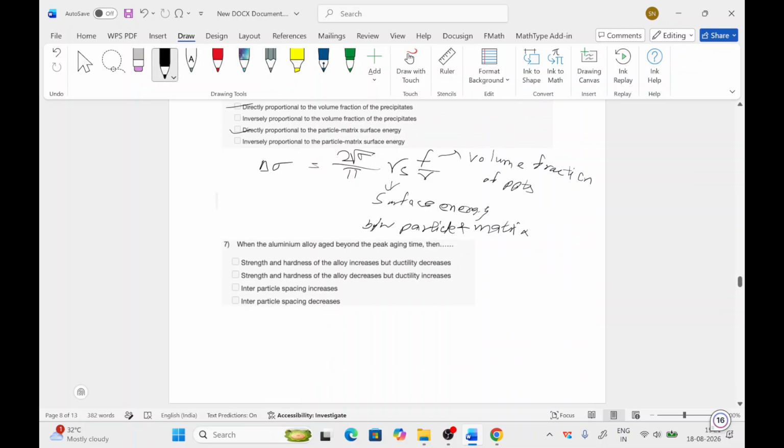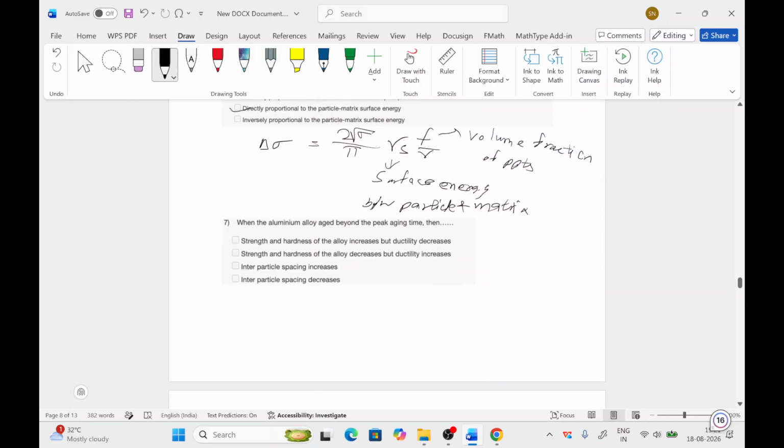Next question is, when the aluminum alloy is aged beyond the peak aging time, then the strength and hardness of the alloy increase but ductility decreases. No. Strength and hardness of the alloy decrease but ductility increases. So yeah, this is correct. Interparticle spacing increases. So B and C are correct.